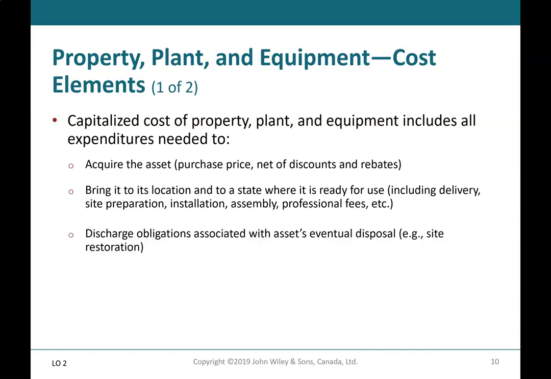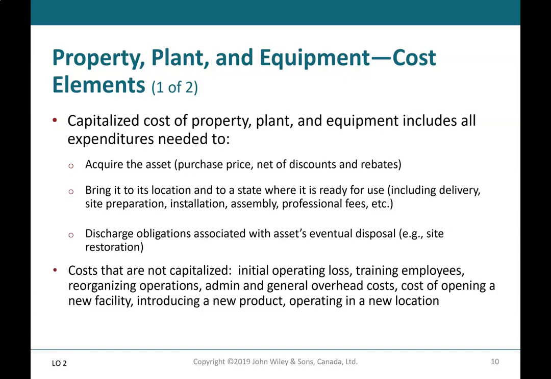Discharge obligations associated with assets' eventual disposal, for example, site restoration. Costs that are not capitalized: initial operating loss, training employees, reorganizing operations, admin and general overhead costs, cost of opening a new facility, introducing a new product, operating in a new location.